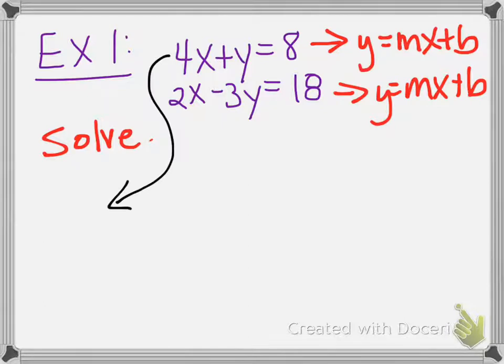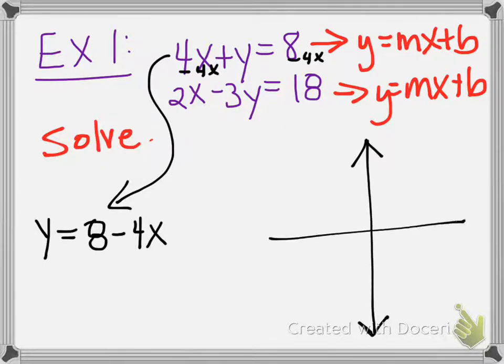First of all, I'm going to take 4x plus y equals 8. So I'm going to subtract 4x from both sides. So I have y equals 8 minus 4x. Okay? And I'm going to come over here and make myself a graph. And I'm going to go 1, 2, 3, 4, 5, 6, 7, 8. That's going to be my starting point. And then my slope is negative 4. So down 1, 2, 3, 4 over 1.